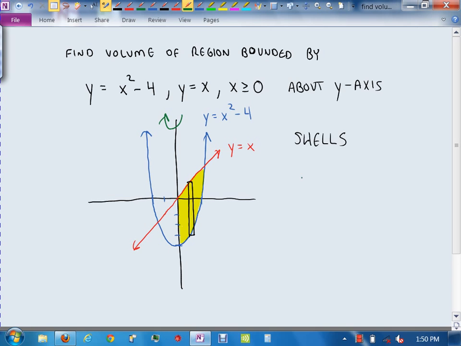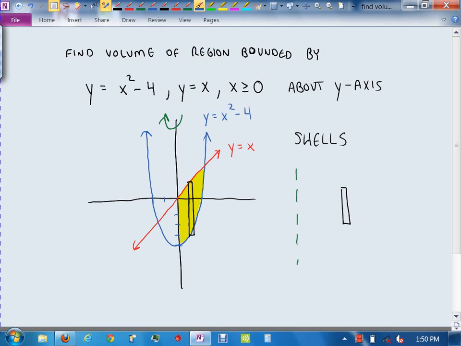And I'll draw my axis of rotation. I'll draw my rectangle out here. Notice my rectangle runs parallel to my axis of rotation. That's the big difference between shells and washers. Washers, your rectangle is always perpendicular to the axis of rotation. Shells, your rectangle is always parallel. Is that a question? That's pretty much what I was asking. Perpendicular. With shells, it's always parallel.